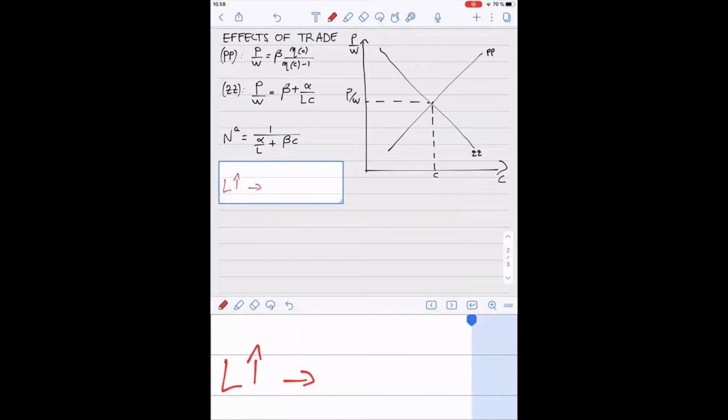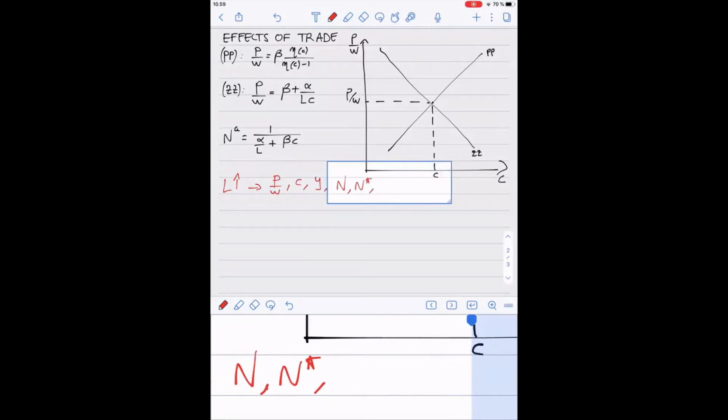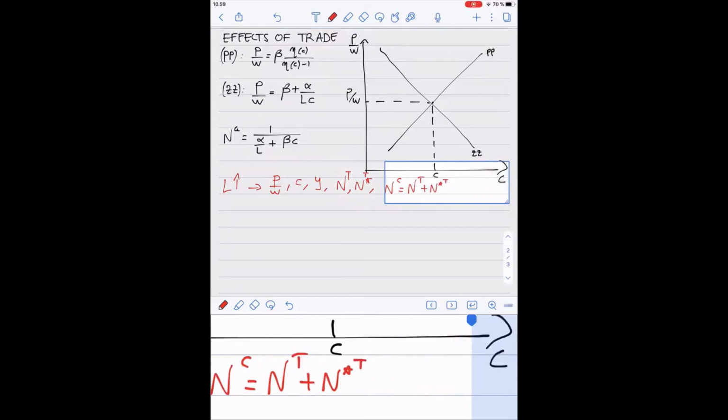We want to study the effects on P over W, C. We care about total output Y. We care about the number of varieties produced in each country. So let's call that N and N star, right? Under trade. And the number of varieties available for consumption, N_C, which is the summation of N_T plus N star T. Okay?